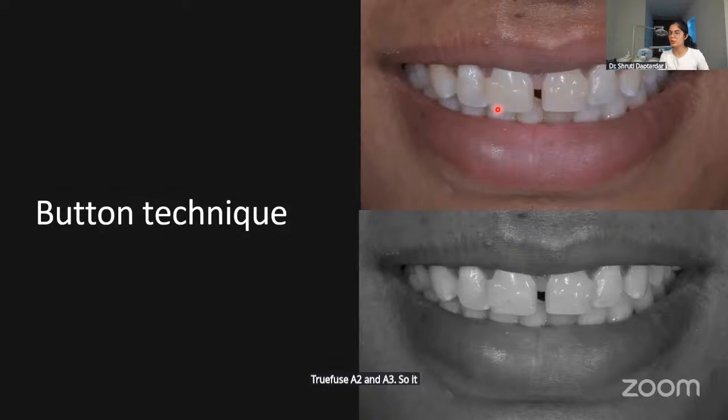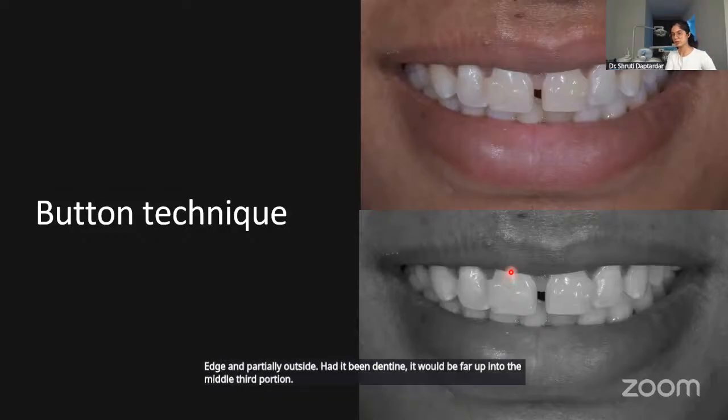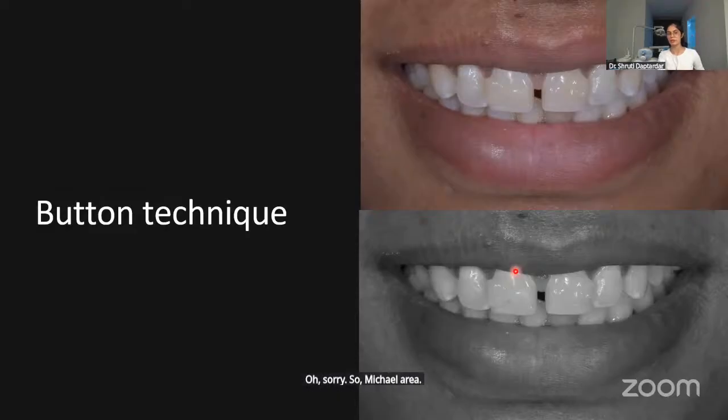It is just body shade, that's why I have placed it on the middle third. Had it been enamel, I would have placed it somewhere here, partially onto the incisal edge and partially outside. Had it been dentine, it would be far up, in the cervical one-third portion. This particular shade blends really well in both the pictures, right? So we chose this, which was, I think, A2 from GC.